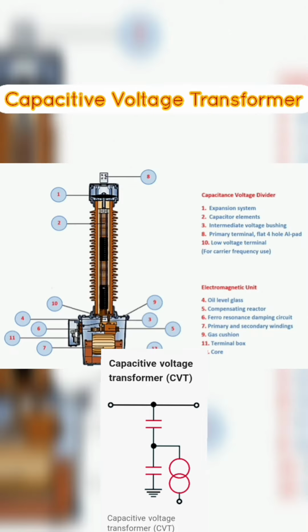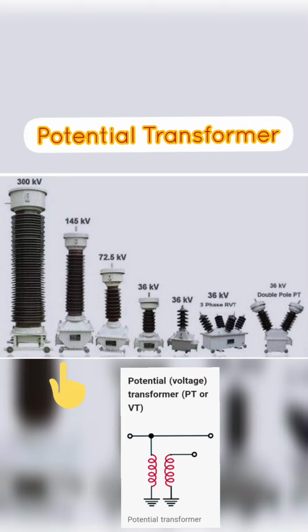Sometimes, the symbol may also include a small arrow indicating the direction of voltage measurement or a number indicating the voltage ratio of the CVT. The voltage ratio indicates the relationship between the voltage applied to the primary winding and the voltage measured at the secondary winding. It is essential to understand and interpret these symbols correctly to ensure proper installation, maintenance, and troubleshooting of CVTs in electrical substations. Next we learn about potential transformer.